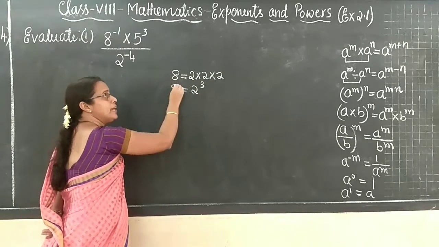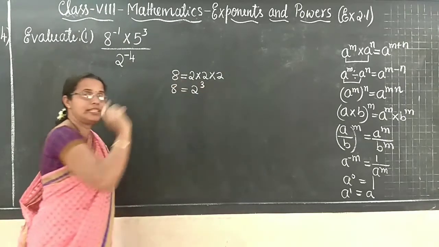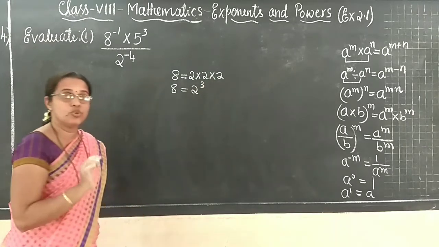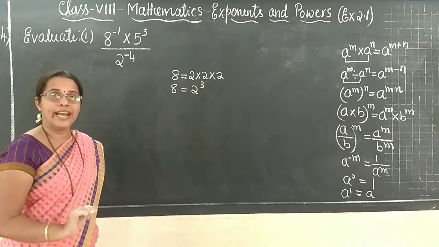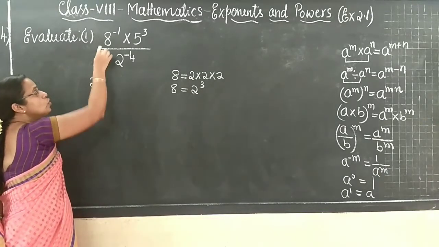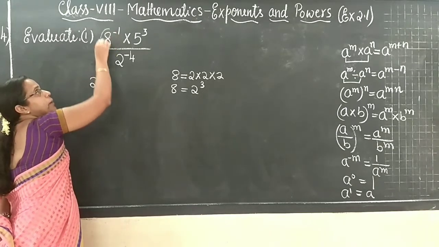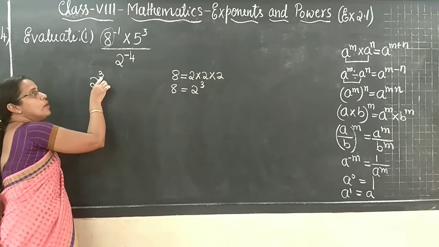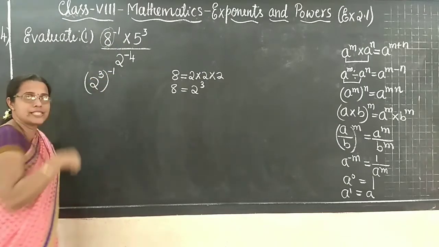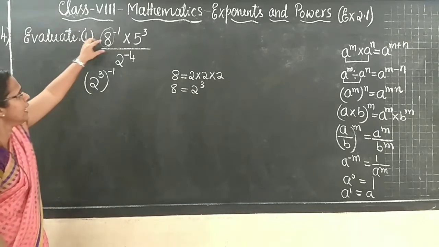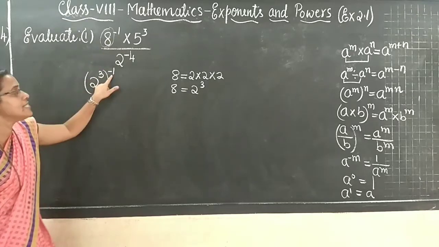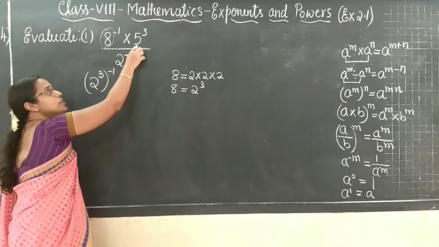Okay children, so here 2 multiplied 3 times is nothing but 8. That means 8 can be written as 2 to the power 3. Okay? 2 2s are 4, 4 2s are 8. That means 2 cube. In the place of 8, can I write 2 cube, children? Yes. So here, in the place of 8, I have written 2 to the power 3. Its power is minus 1, right? As it is. 8 can be written as 2 cube, all to the power minus 1 as it is, into 5, which is a prime number.